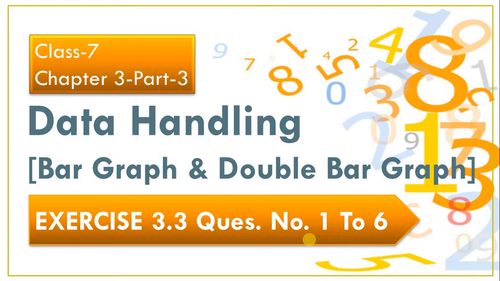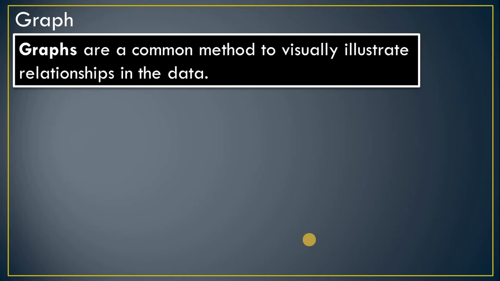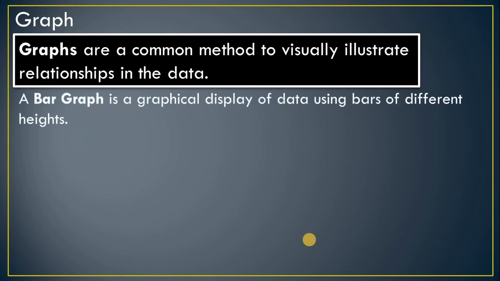Our lesson is data handling, and in this lesson we will see the introduction part of bar graph and double bar graph, as well as we will focus on the exercise part, exercise 3.3. So in this tutorial first we will see what is a graph. Graphs are a common method to visually illustrate relationships in the data. It means a bar graph is a graphical display of data using bars of different height.